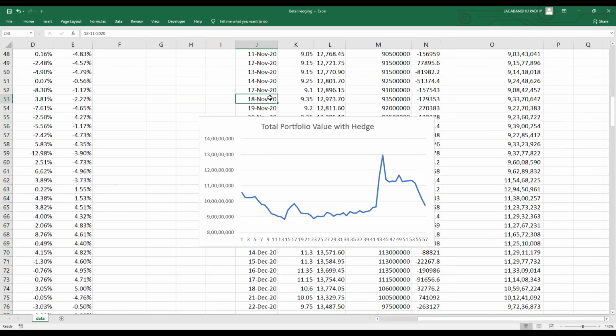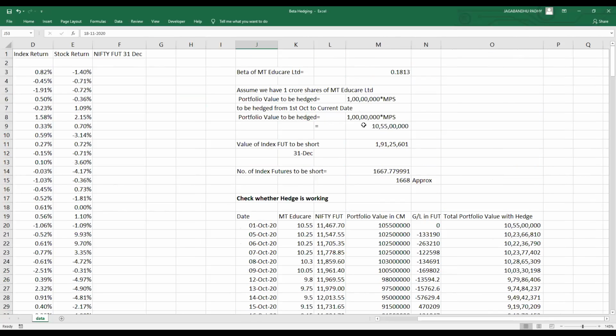Any idea? High beta value. The beta value is very low over here. It's 0.1813.